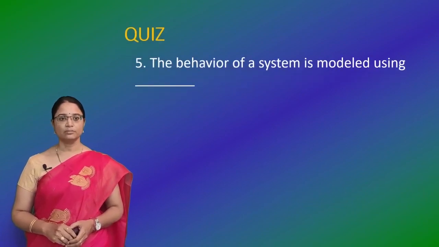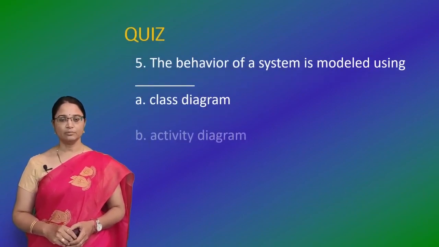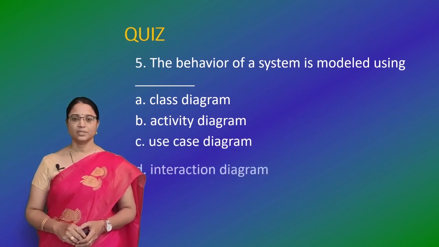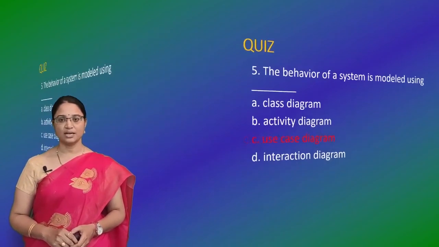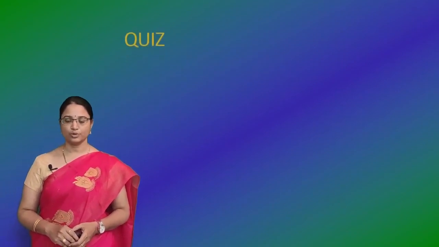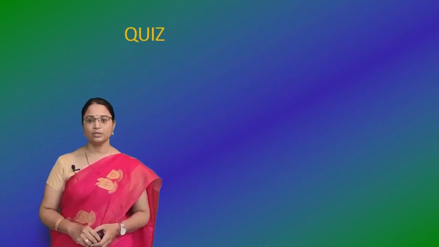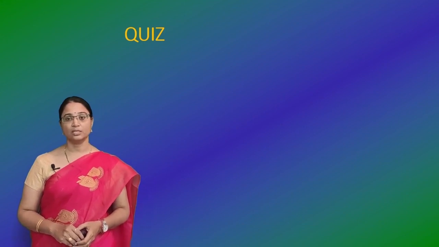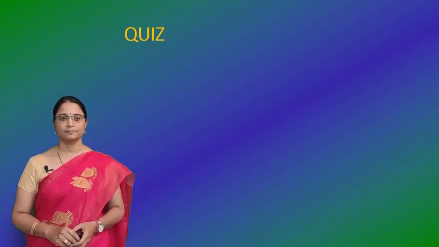Next question. The behavior of a system is modeled using class diagram, activity diagram, use case diagram, interaction diagram. This can be done by using the use case diagram. That's what we have seen while telling about the architecture of the UML also. We have seen the 5 views. In that, one of the views is the use case view. In that, it tells about the behavior of the system.